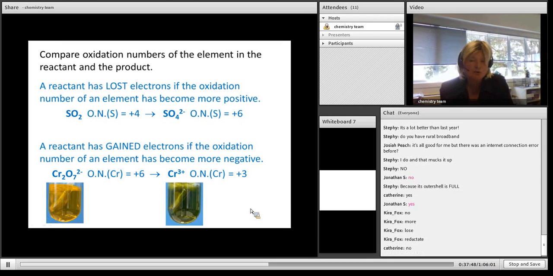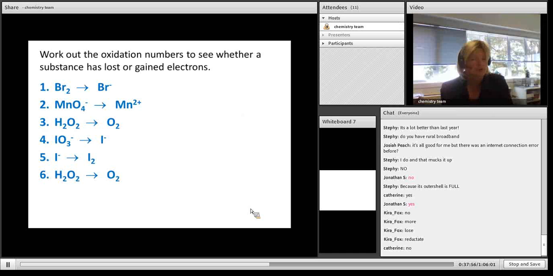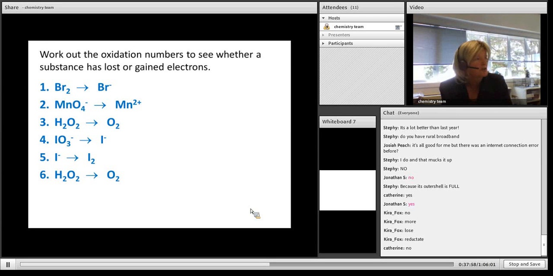Okay, any questions before we move on? Nope. Okay, so now I'm going to ask you questions. Very quickly, just have a guess at the first one. When I say whether a substance has lost or gained electrons, remember we're always talking about the reactant. The product is only important to work out whether electrons have been lost or gained. But has the bromine lost electrons, the permanganate lost electrons, and so on.